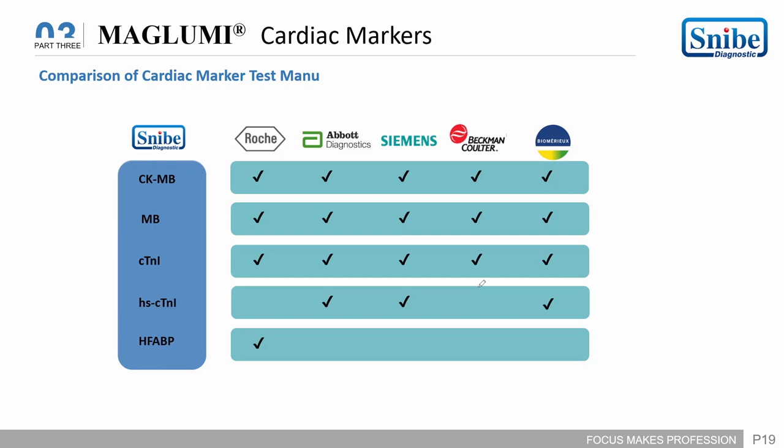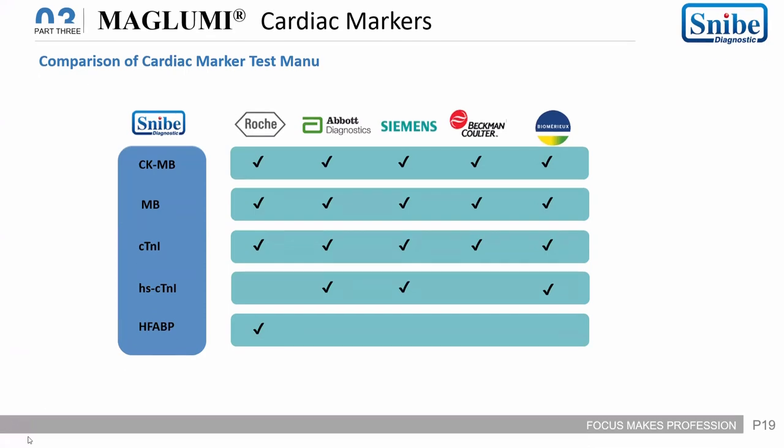For high sensitivity troponin I, the values are at the 95th percentile with less than 10% CV. The third requirement is early detection of myocardial infarction using high sensitivity cardiac troponin I. We also have a very rare parameter, H-FABP. This is a unique marker that we have. The only competitor in the market is Roche.